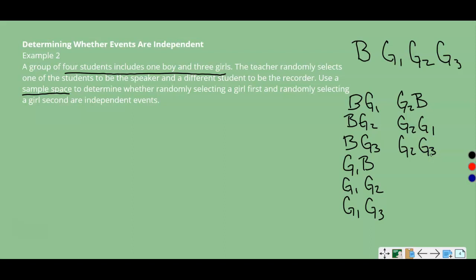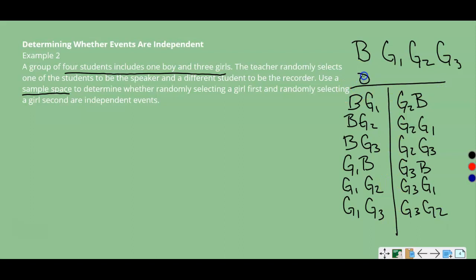All right, so the last thing would be girl 3 gets picked first. So let's put her with the boy. And then girl 3 could be with girl 1, and girl 3 could be with girl 2. So this would be all the different outcomes.